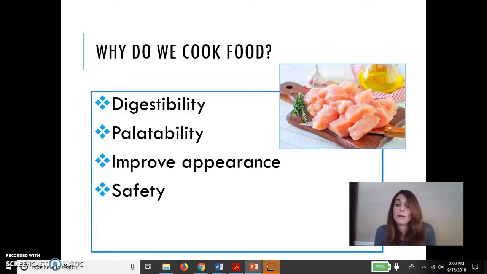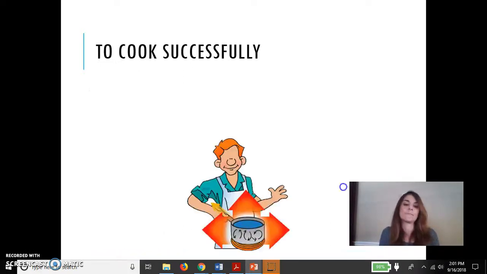Also to improve the appearance. A lot of times when you cook something, it becomes a desired appearance that we are looking for. So these are the 4 things that we use, the reason we cook them. And also, I guess, variety, because there are certain items that we can eat raw or cooked, and it gives us an option with our menu selection, I guess, that we can look at.